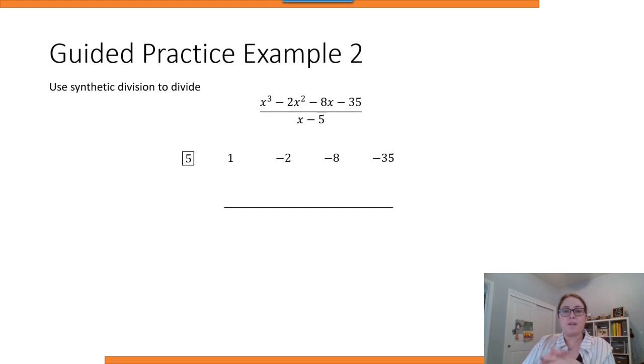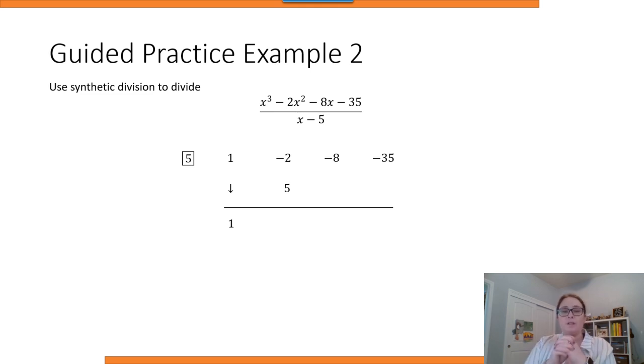Next, I'm going to leave a little space, and then I'm going to draw a bar underneath all of my coefficients. And I'm ready to start synthetic division. I've got it all set up. So the first thing you do is you take that leading coefficient, here it's the 1, and you drop it down below the line. Now, the values you get below the line are going to be the coefficients of the answer. And so the next step is to take that number that's below the line, multiply by the number in the box, and put it underneath the next coefficient.